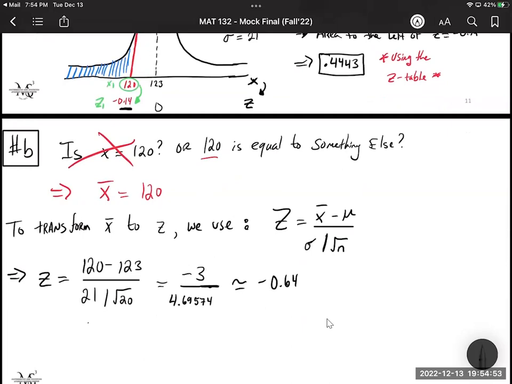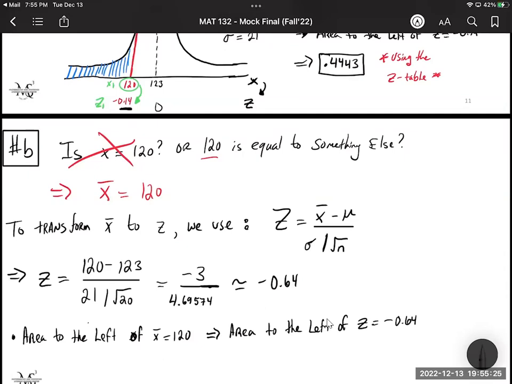So what we got for problem 6 is the following. I'll write this in words. The area, now it's the same type of problem because it said less than, so that's the left case. So the area to the left of x bar equals 120 is the same thing as the area to the left of the given z value that we just computed, which was -0.64. And because I'm dealing with the left case, all I gotta do is look this up on my z table. So I'll be right back.